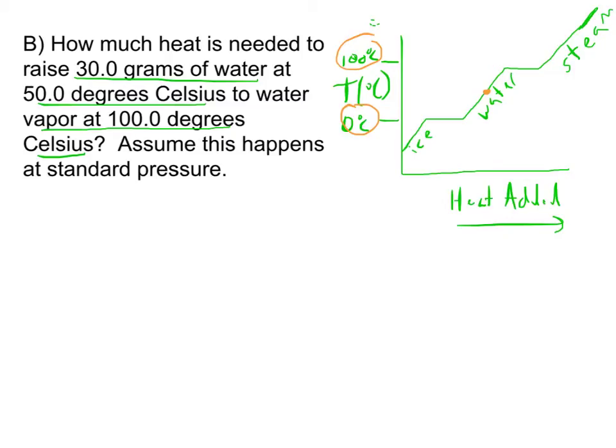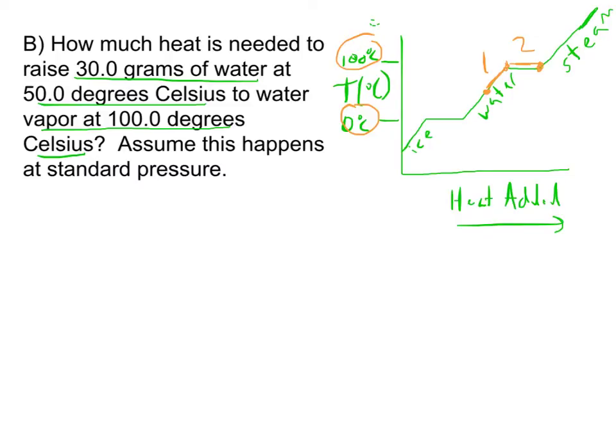So if you're trying to convert it to water vapor at 100 degrees Celsius, the first thing that you're going to have to do is get it to be liquid water at 100 degrees Celsius. So that's step 1. And step 2 then is you're going to have to change the state from liquid water to water vapor. That's step 2. And so it's a 2-step problem.